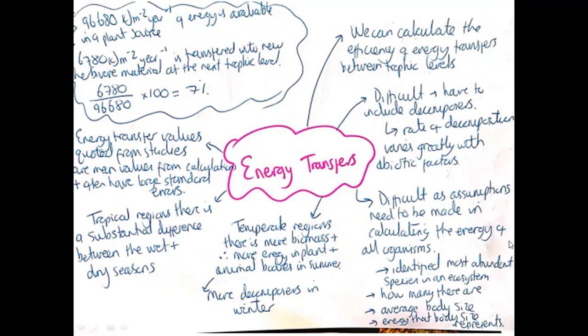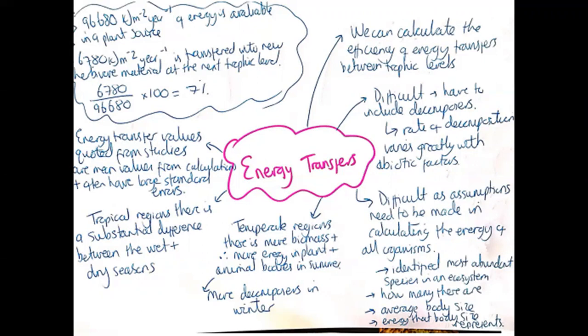One of which, you have to assume you've identified the most abundant species in an ecosystem. You have to assume that you know how many there are. You have to assume that you know the average body size, and you have to assume that you know the energy that that body size represents. So there's a lot of assumptions being made there, and because they're assumptions, they can be wrong, which can mean that your energy transfer calculations and your calculation of efficiency can be completely different from the actual truth.